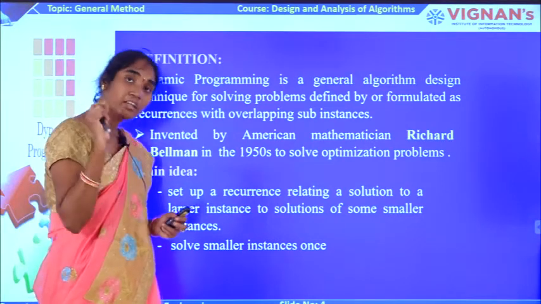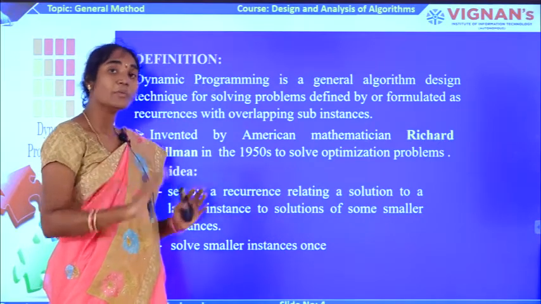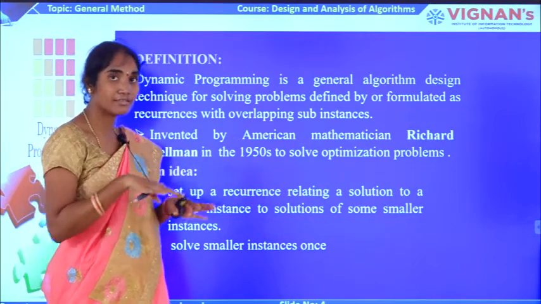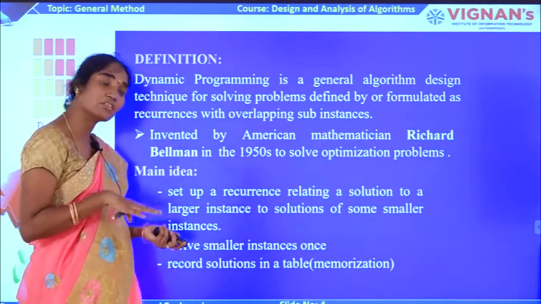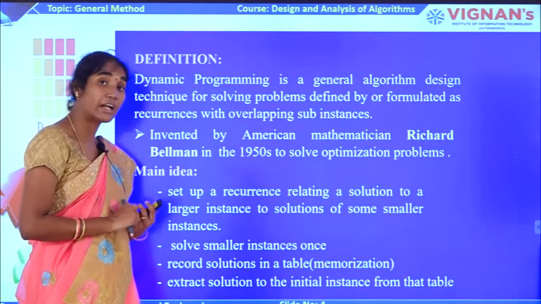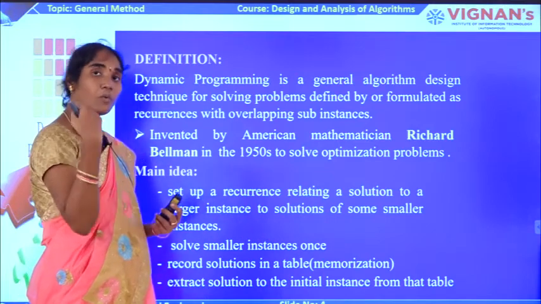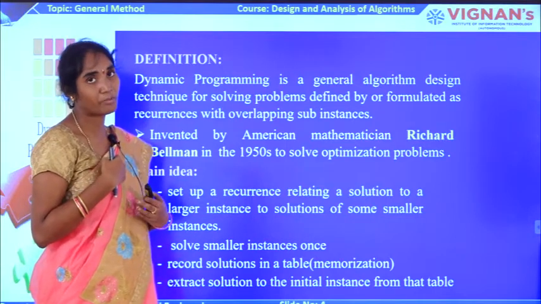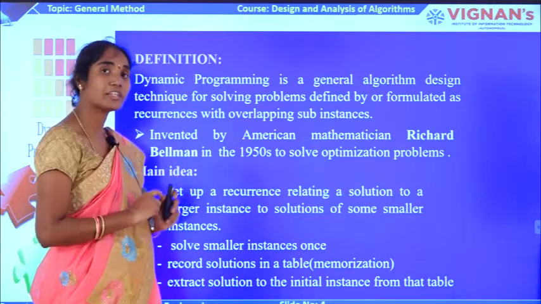Please remember, in dynamic programming we solve the smaller instances only once, and we store all the smaller instances in a table. That storing of these details into a table is called memoization. So here we record all these solutions into a table, and this process is called memoization, and after that we extract the solution to the initial instance from the table. So what is our required problem? Based on the problem instance, I need to take the solution from the memoization table. Okay, this is the basic approach we follow in dynamic programming.